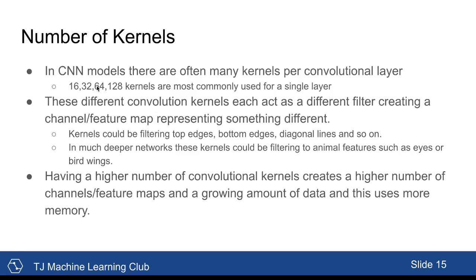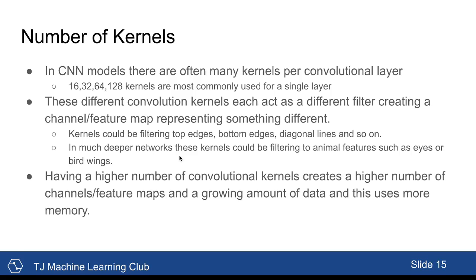I guess they're just making these kernels, these sort of multiples, and each of these different convolutional kernels act as a different filter, creating a different channel or feature map representing something different. So before, I gave that example of the X, right? You'll have some kernel looking at one diagonal, some kernel looking at the other diagonal, some kernel looking at some sort of spacing. For example, you could be looking at edges, diagonal lines.